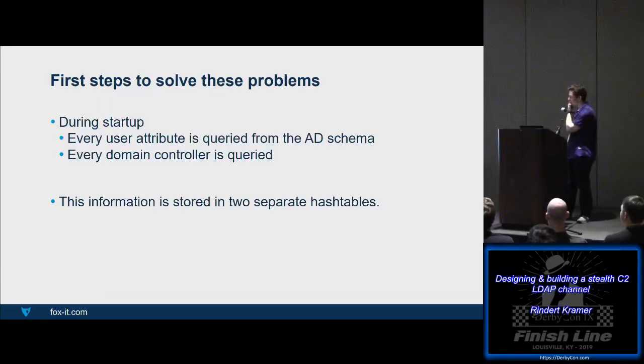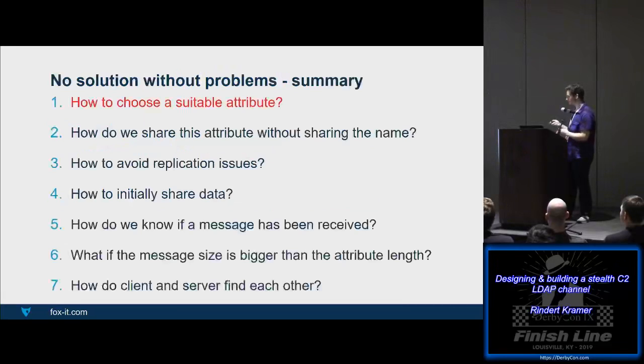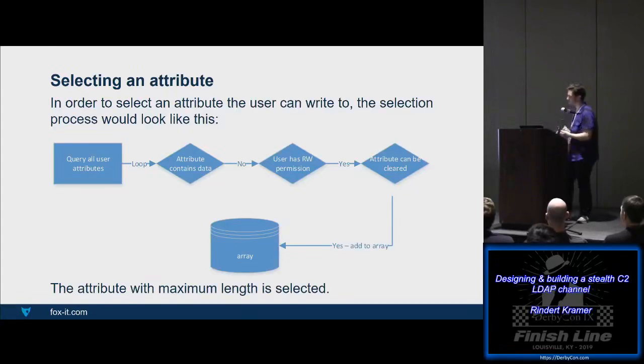So the first step that I took was to query every user attribute from the AD schema, as well as all the domain controllers. And I stored this information into 2 separate hash tables. As for how to choose the right attribute that we're going to use for proxying data between Alice and Bob, I created a small process to select a suitable attribute. So we query all the user attributes, and we check for each attribute if it contains data, if the user has write permission to it, if the user can actually clear the attribute. And if that all checks out positively, we add the attribute to an array. And for now, because of bandwidth and speed reasons, the attribute with the maximum length is selected for storing data between Alice and Bob.